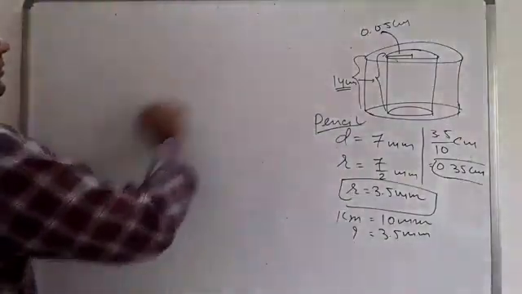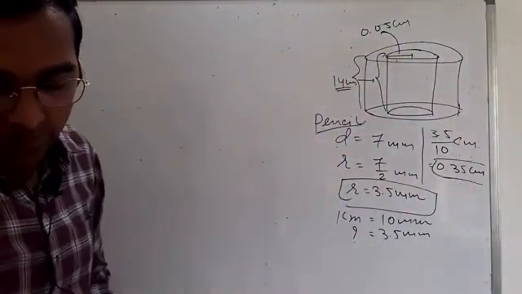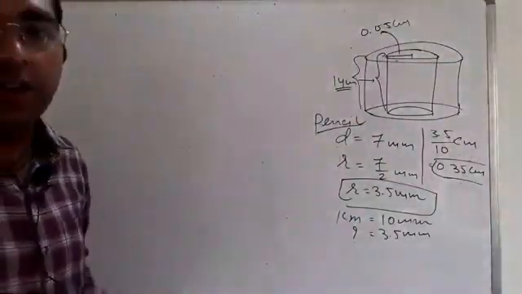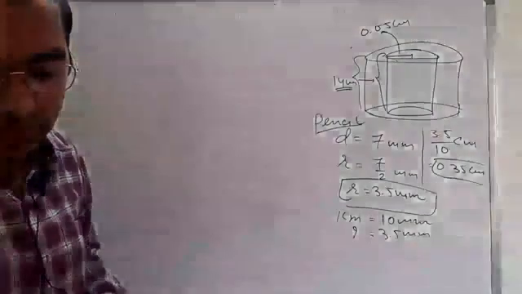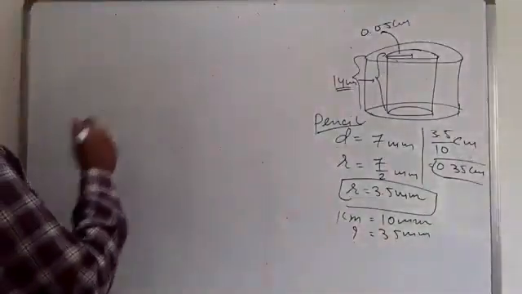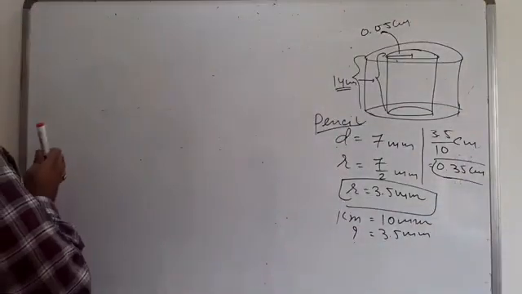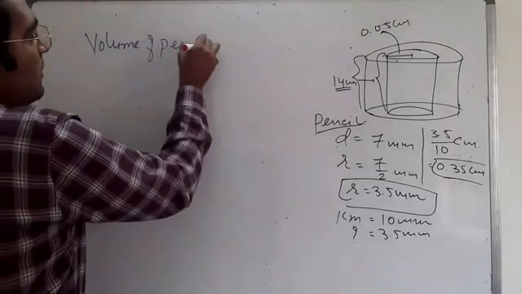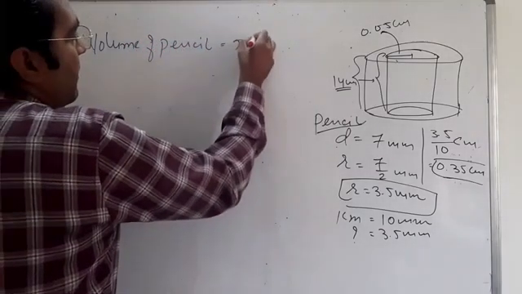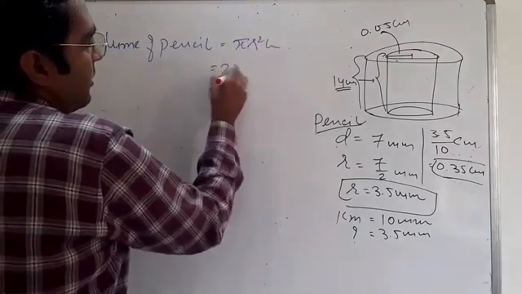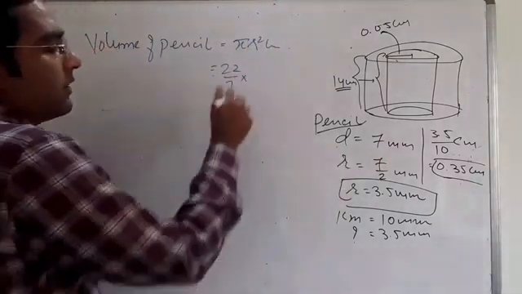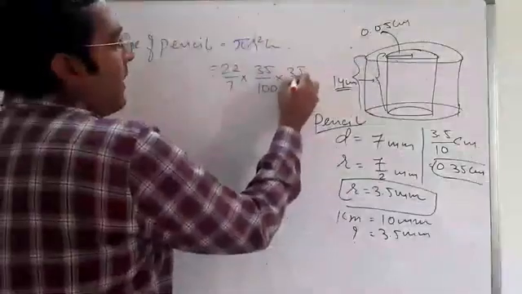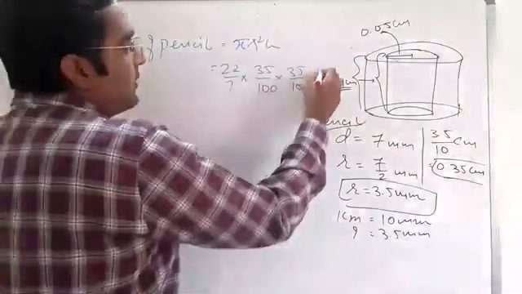Now the radius of the pencil is 0.35. First of all we have to find the volume of the pencil. Volume of pencil is pi r square h. Pi is 22 by 7 into the radius of the pencil, that is 35 by 100 into 35 by 100, into the height of the cylinder, that is 14.